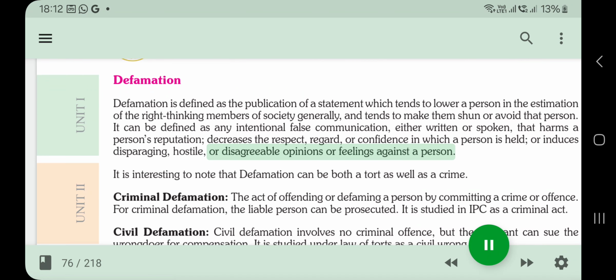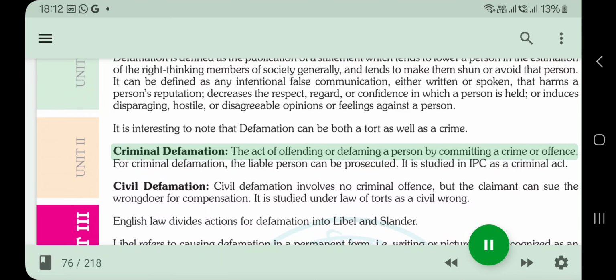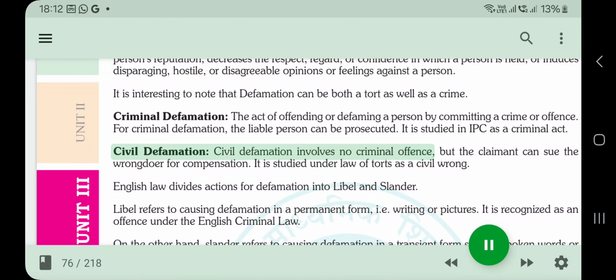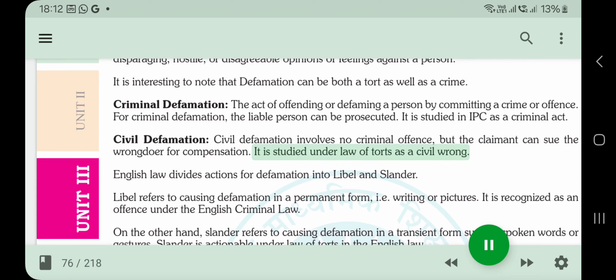feelings against a person. It is interesting to note that defamation can be both a tort as well as a crime. Criminal defamation, the act of offending or defaming a person by committing a crime or offense. For criminal defamation, the liable person can be prosecuted. It is studied in IPC as a criminal act. Civil defamation. Civil defamation involves no criminal offense, but the claimant can sue the wrongdoer for compensation. It is studied under law of torts as a civil wrong.